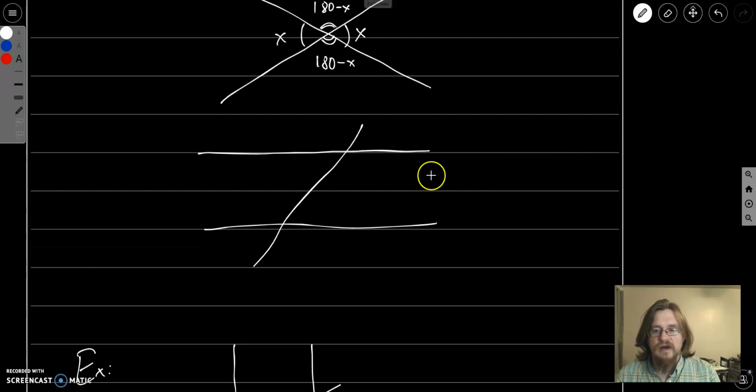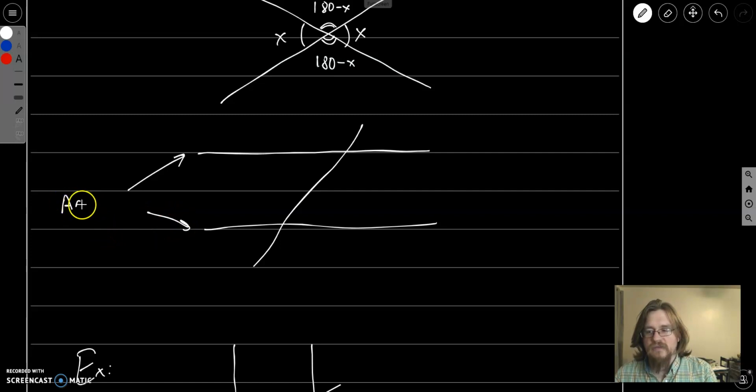First, I do want to emphasize the fact that the top and the bottom lines are parallel. If they aren't parallel, nothing that I'm about to say would be true. So this is an important assumption. So we know from before that when these two lines cross, the opposite angles are going to be the same.